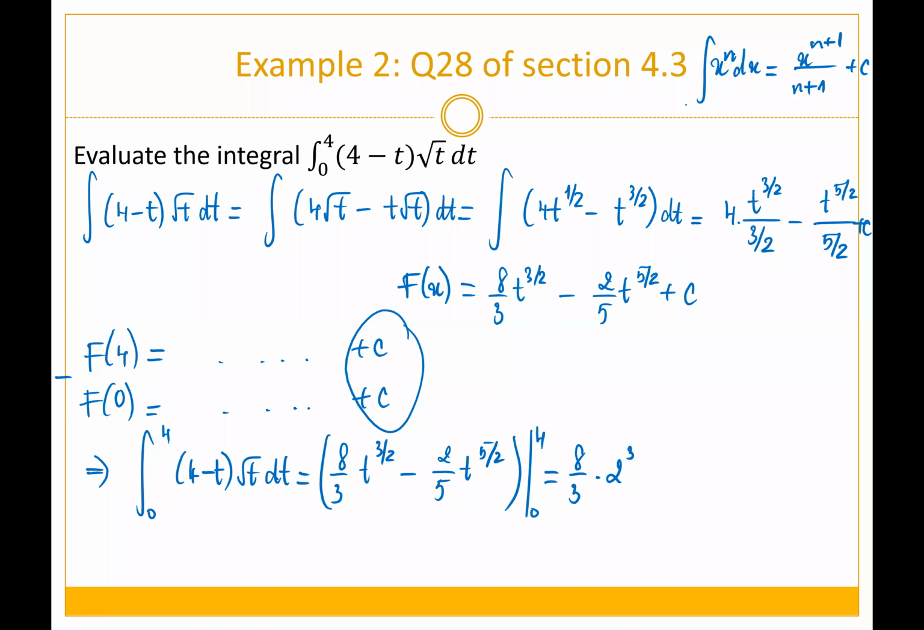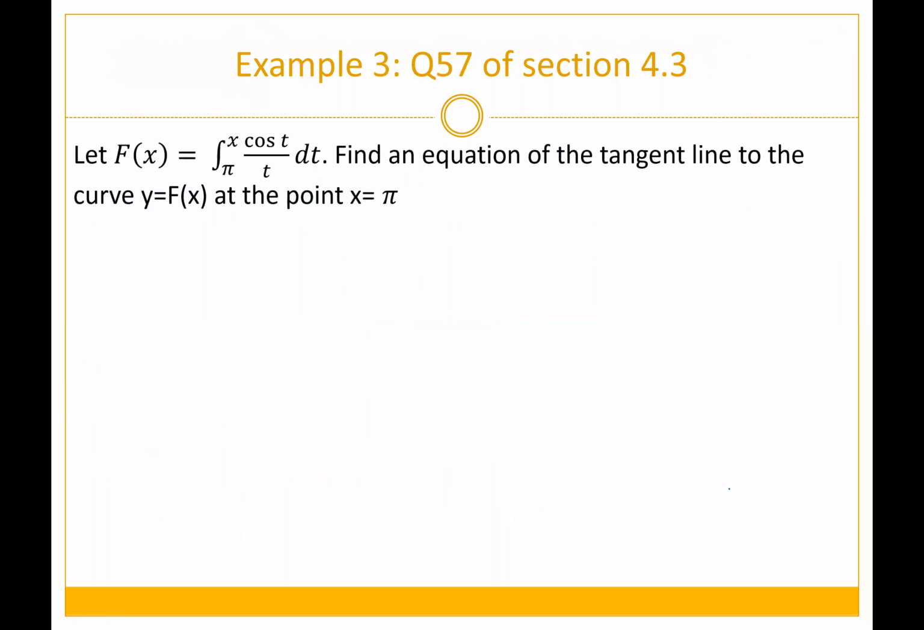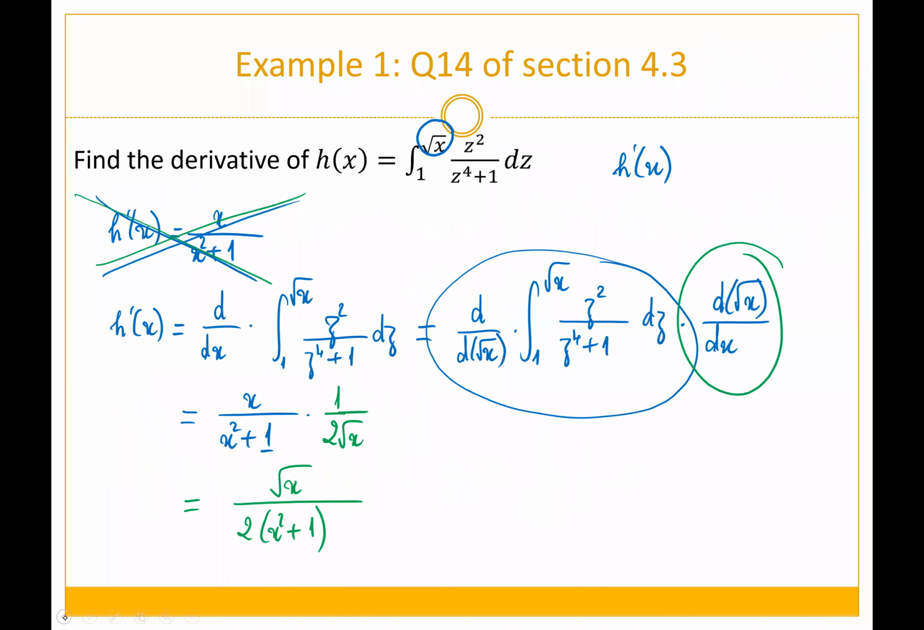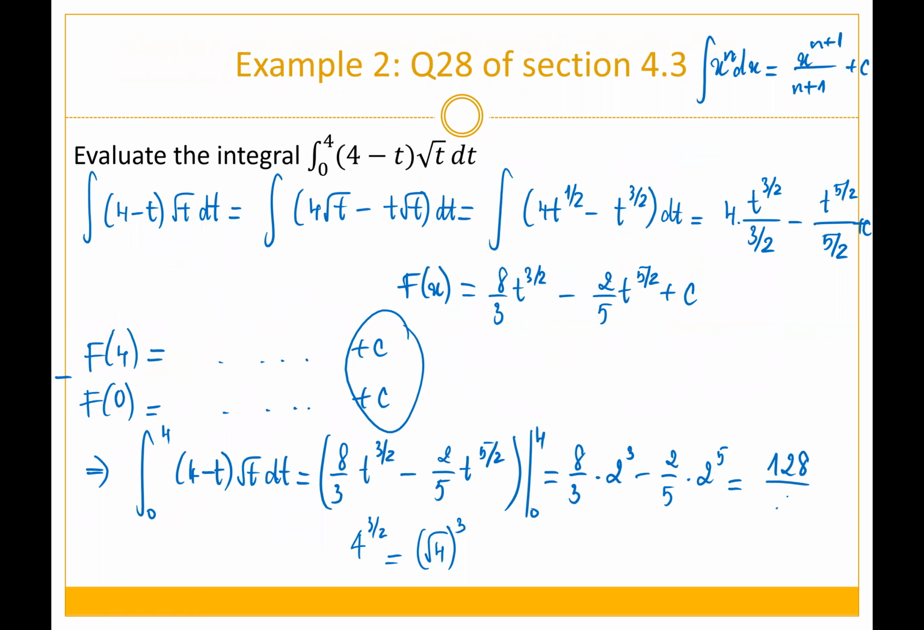Okay, so you plug in, and square root of 4, so here is basically just 4 to the 3/2, which is going to be the square root of 4 to the third, so it's going to be 8 over 3 times 2 to the third minus 2 over 5 times 2 to the fifth, and then plugging in 0 just gives 0. So if you do the algebra, what you end up with is 128 over 15. So that's my answer for this question.